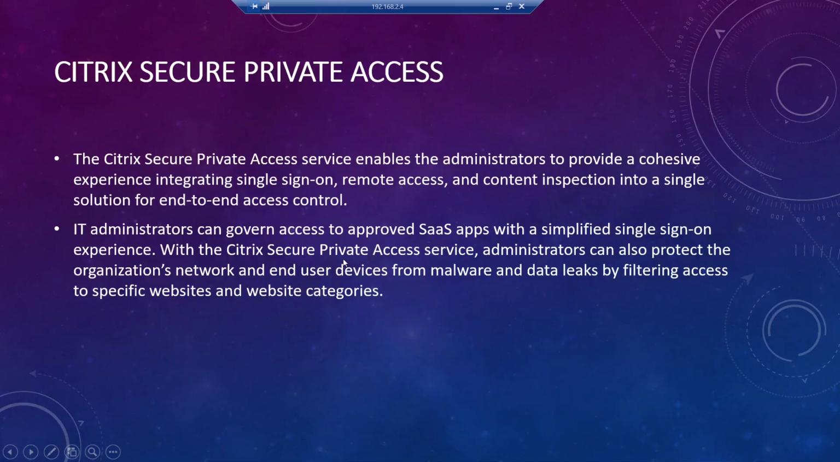With the Citrix Secure Private Access service, administrators can also protect the organization's network and end user devices from malware and data leaks by filtering access to specific websites and website categories. So we can apply filters to the users when they are connecting from different devices, like what websites they can visit, so that we can prevent malware from entering our environment. Okay, let me go to the next slide.